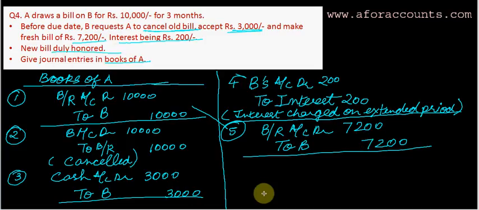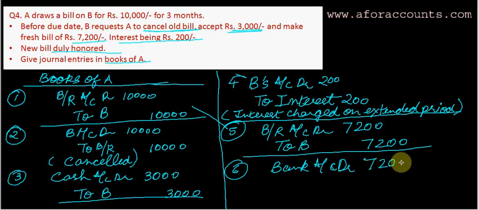He pays the bill. So the entry: B is paying the bill, that is honoring the bill. So my bank balance will be increased. So bank account debit, I am receiving, bank account debit 7,200, and now the asset is finished. So credited to bills receivable 7,200. Just see this question number 4 once again so that you know how entries have to be passed step by step.